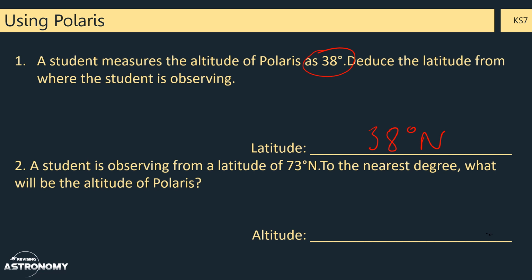Similarly, in the second question, a student is observing from a latitude of 73 degrees north. To the nearest degree, what will be the altitude of Polaris? We're using the same fact, but in reverse. So this time, the latitude that you're observing from is the same as the altitude of Polaris. So therefore, it will be plus 73 degrees.